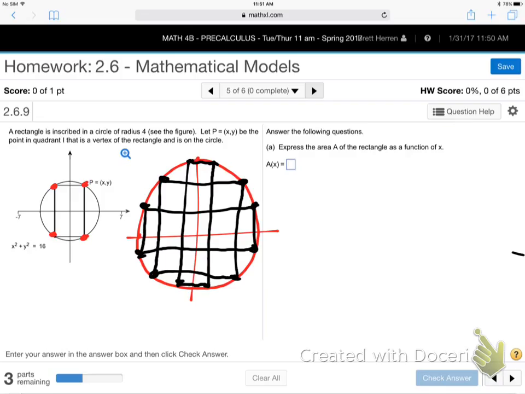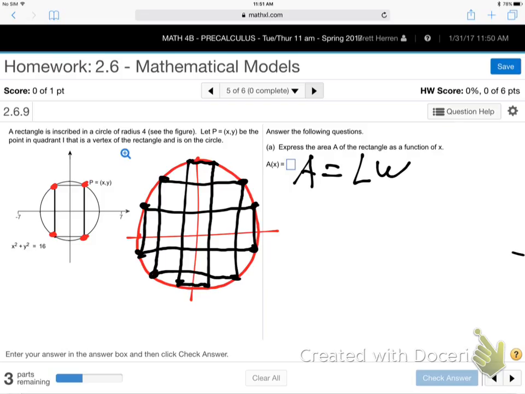I'm just telling you in advance that is the answer. Let's go and actually find it now. So we begin by writing an area function. Go ahead, write an area function for the area of that rectangle. So what do you start with? It's a rectangle. So what's the area formula for any rectangle?